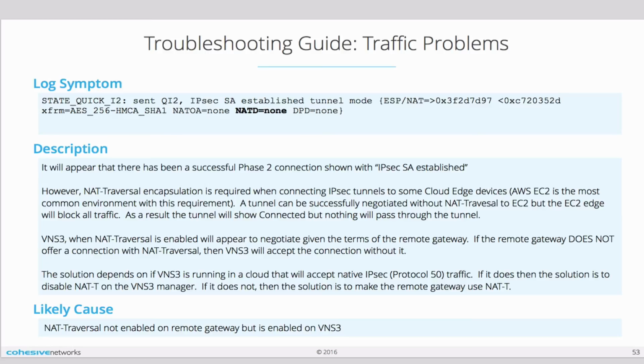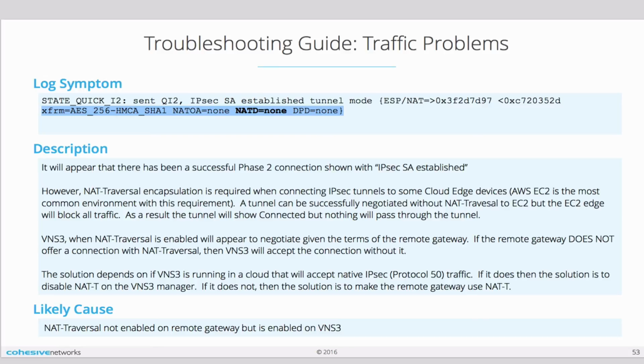I mentioned we got success, but nothing's passing. That'll be a case where, for example, you think that in your configuration you've got NAT-T on, but when you look at the success statement, it says NAT-T none. Basically what that means is we offered up NAT-T, the other side said, nope, I won't do it, and we went ahead and connected, but now we're in this unclear state because we want to use UDP 4500, and they want to use protocol 50.